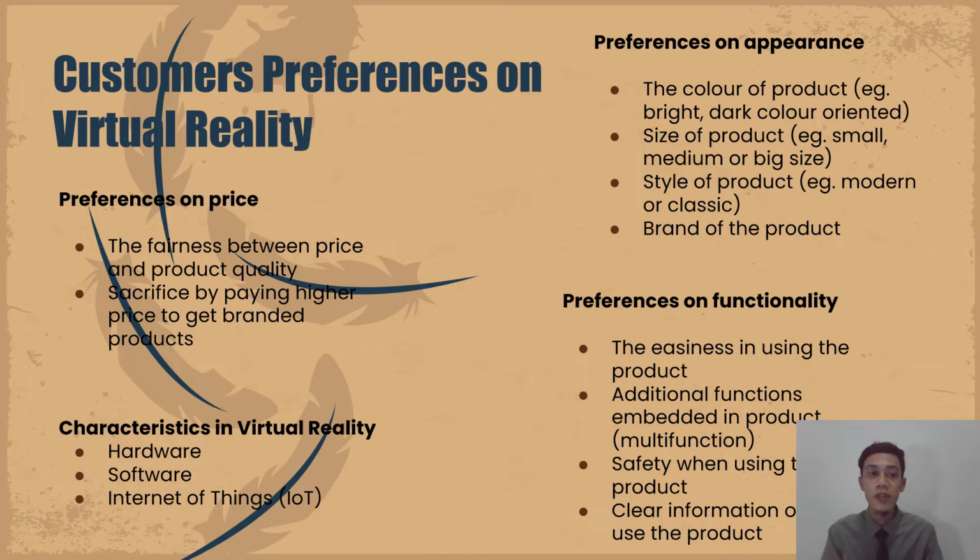This is the customer preference on virtual reality. There are three customer preferences on virtual reality which are preference on appearance, preference on price, and preference on functionality. Based on appearance, customers consider the color of product, size of product, style of product, and brand of the product. For the preference on price, customers want fairness between price and product quality and sacrifice by paying a higher price to get a branded product. Lastly, the preference on functionality.